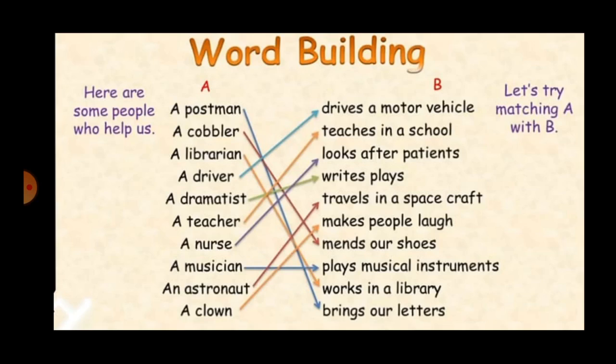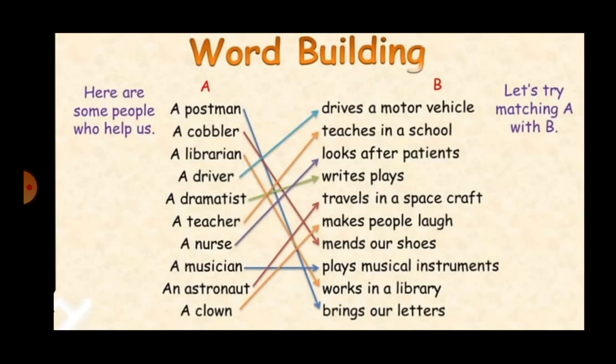So in this way, from column A, you have to match column B. Next one is musician. What do musician do? In column B, see, plays musical instruments. So you have to match musician from column A to plays musical instrument in column B. Next is an astronaut. What does an astronaut used to do? Astronaut travels in a spacecraft.